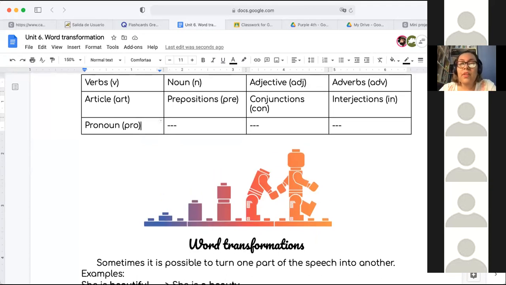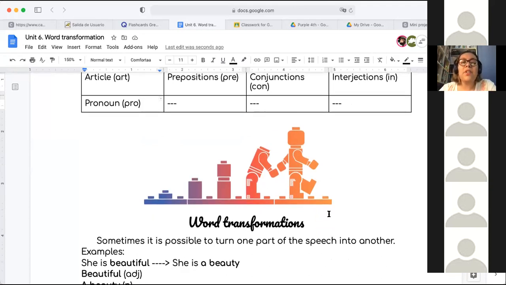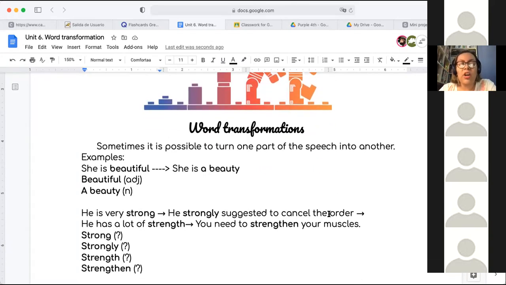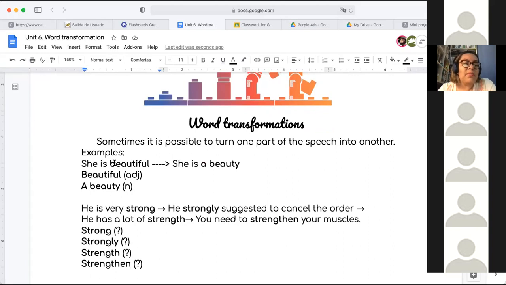This doesn't happen all the time, but it happens a lot of times. So for example, here it says, sometimes it is possible to turn one part of the speech into another. And I just have two examples. There are millions of examples. I just included two, okay? So example, she is beautiful. She is a beauty. Those two sentences are expressing pretty much the same thing. The difference is that in the first sentence, she is beautiful, beautiful is an adjective. And in the second sentence, she is a beauty, a beauty is a noun. Okay, I already indicated that here. So you see, from beautiful, you can have beauty.